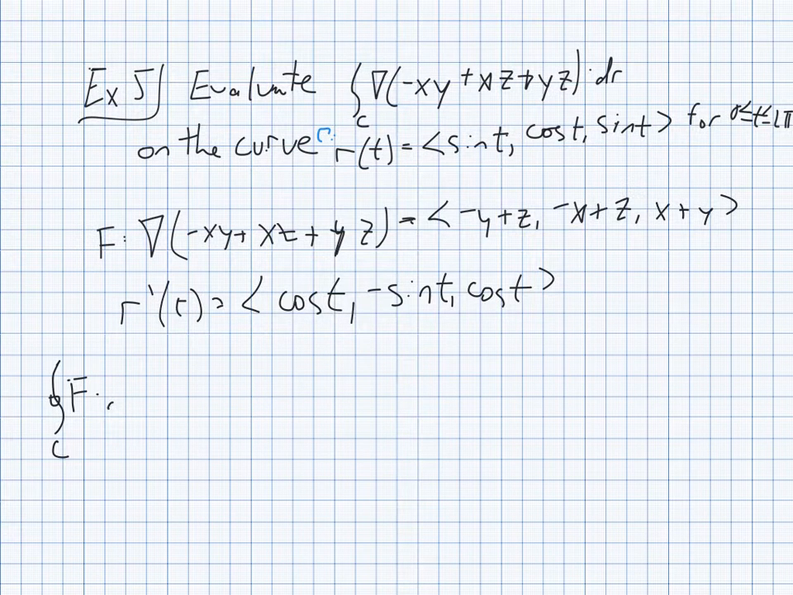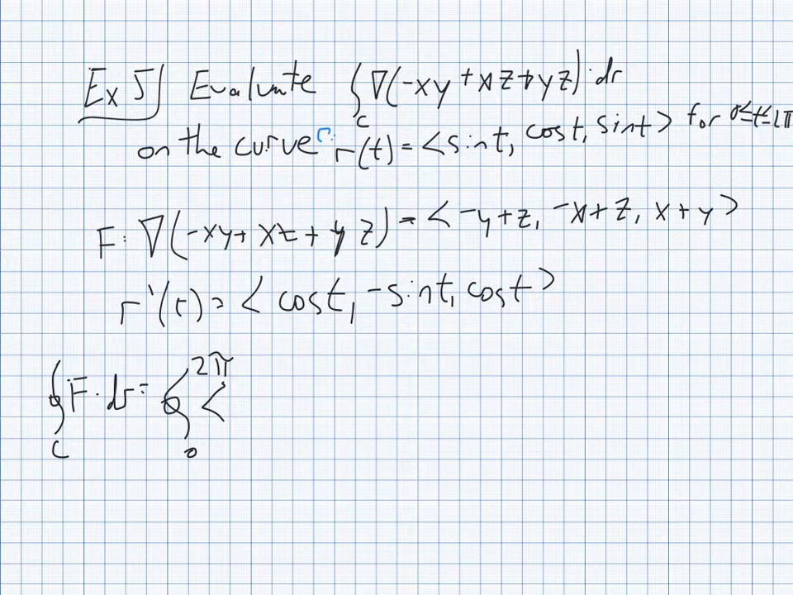dot dr is equal to, this is going to be the integral from 0 to 2 pi, and I'm still going to have that little circle on there. And now when we write our f function, I'm not going to write negative y plus z, negative x plus z, and x plus y, right? Because this integral is going to be in terms of t. So this one gets a little bit ugly when you substitute everything in terms of t.